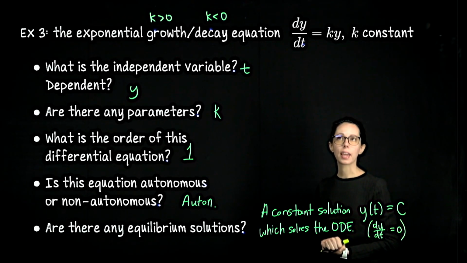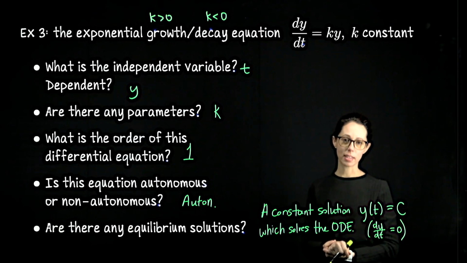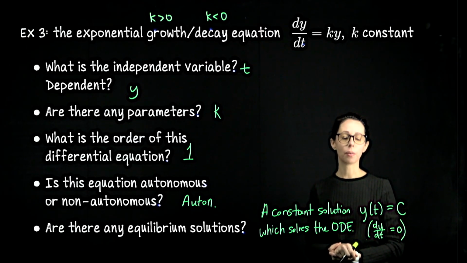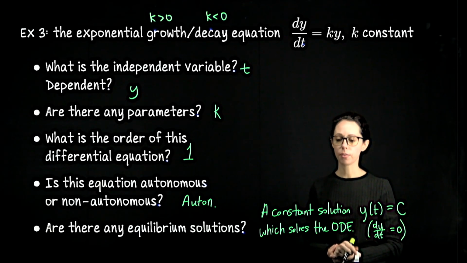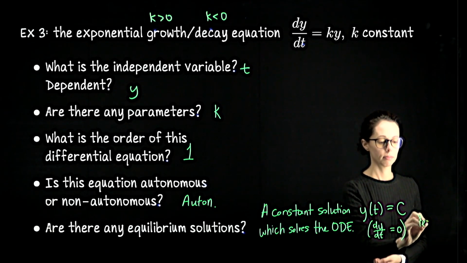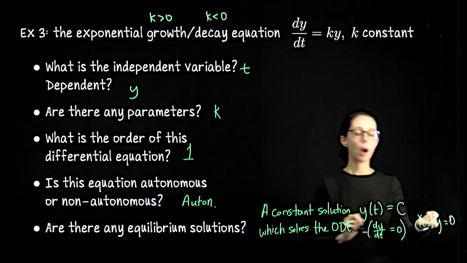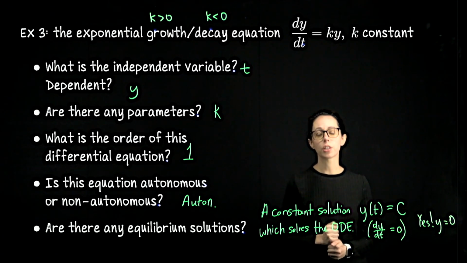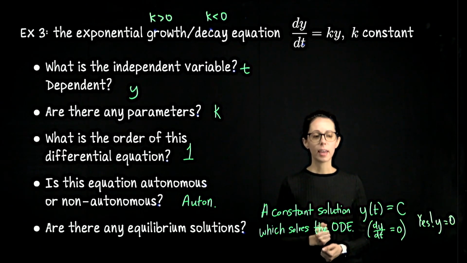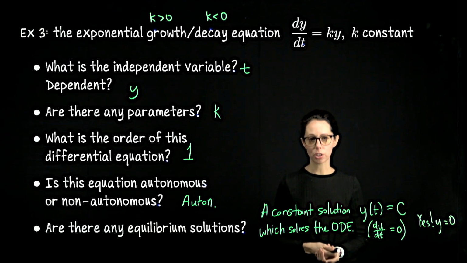So it's really like saying, is there any value of y that would make the right-hand side, k times y, equal to 0? The only constant solution there would be y equals 0 itself. So the function y of t is a constant 0, is an equilibrium solution to this differential equation, and it's the only one. It's the only constant function that you could plug in that would solve this differential equation.